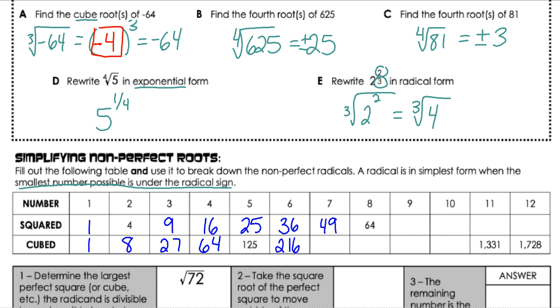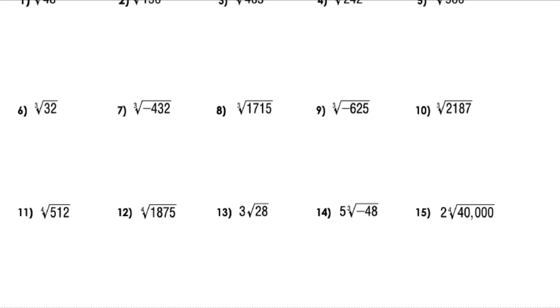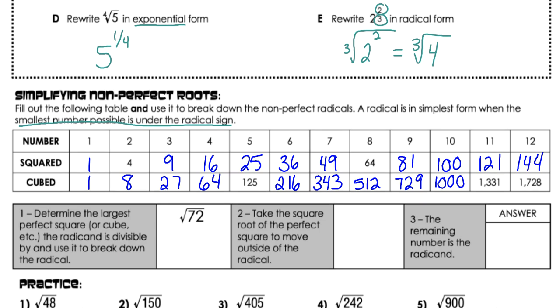7 squared is 49, and 7 cubed is 343. 8 squared is 64, we've got that one, and then 8 cubed is 512. 9 squared is 81. 9 cubed is 729. 10 squared is 100, and 10 cubed is 1,000. 11 squared is 121, and 12 squared is 144. So we are going to use those numbers to help us break down some key things.